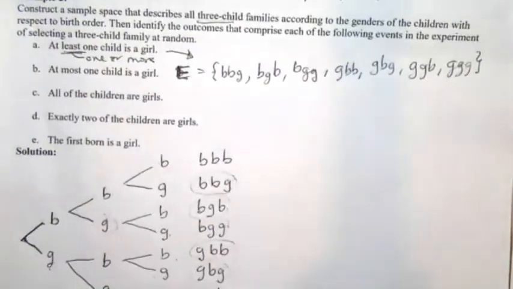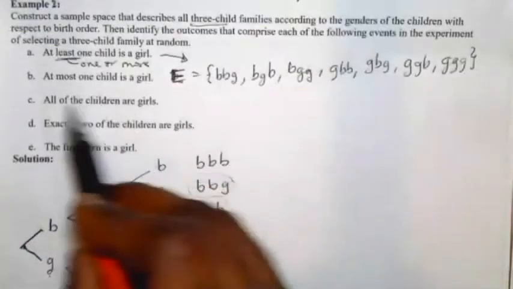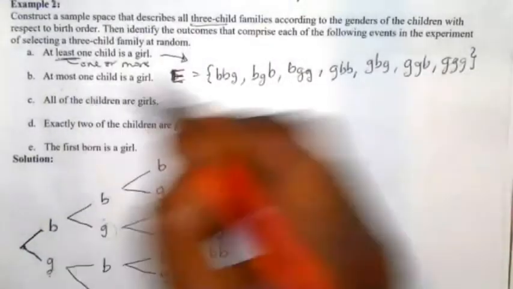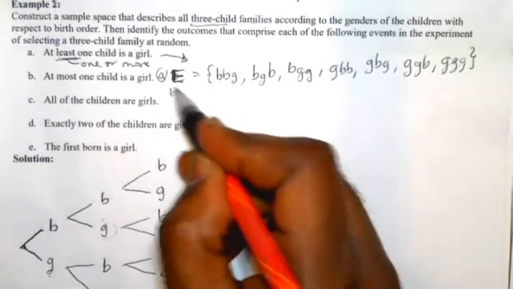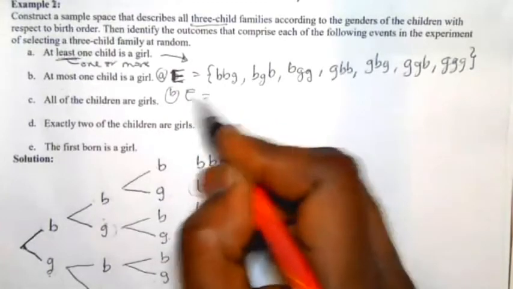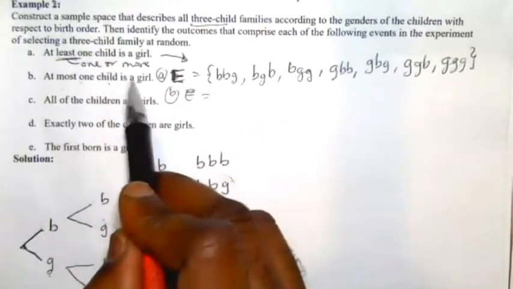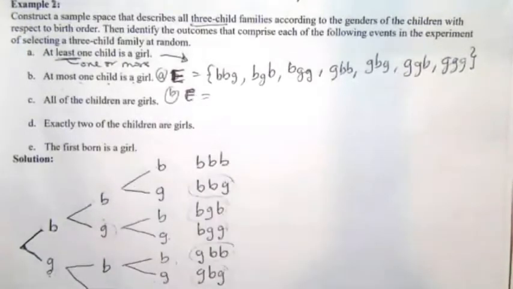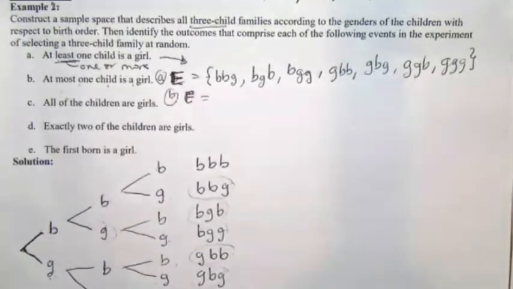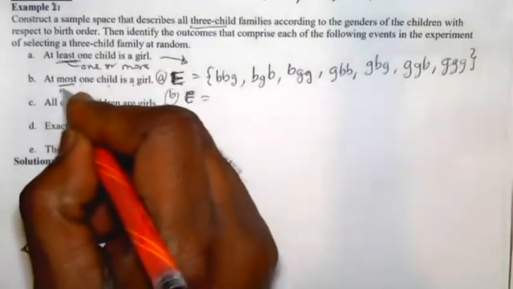Now, what about at most? So this is A. And what about B? For B, we want at most one child is a girl. What does at most mean? At most means that the maximum you can have is one child being a girl. At most, so max.